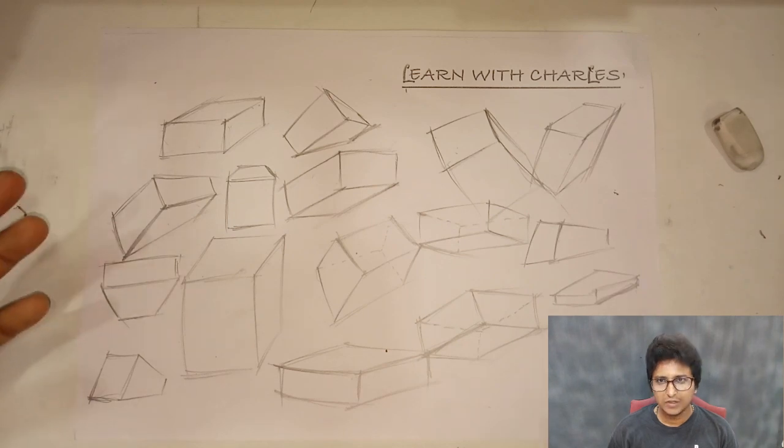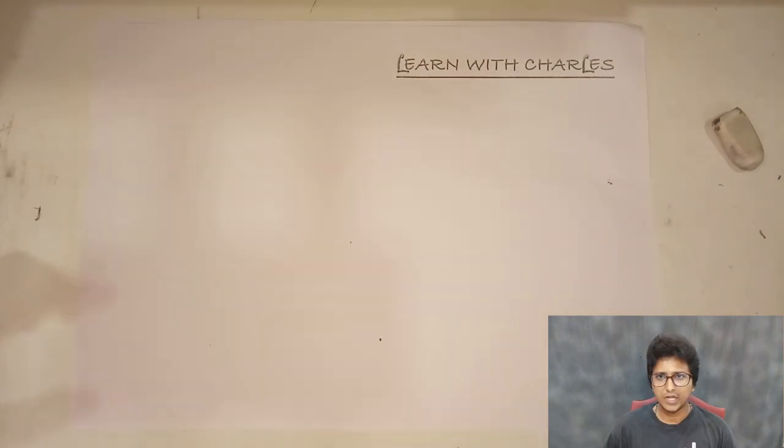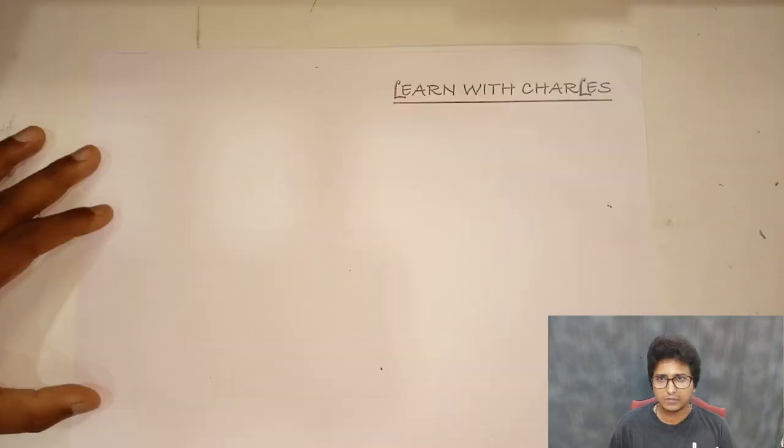So these are the rectangle 3D boxes. Now let's move to the square 3D box. The only difference is those are rectangles and these will be square.